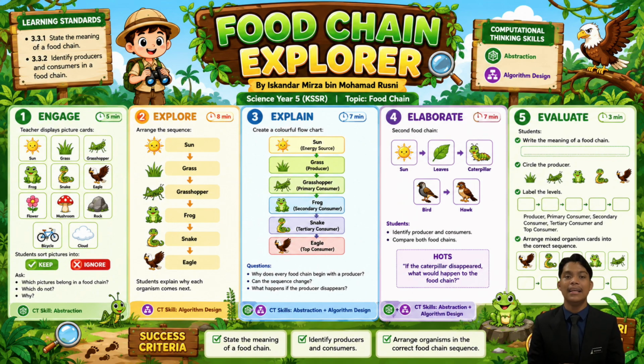Finally, during the last 5 minutes, pupils complete a short assessment and reflection. They construct their own food chain using the graphic organizer and explain the movement of energy from the producer to the top consumer. This allows the teacher to assess whether both learning standards have been successfully achieved.